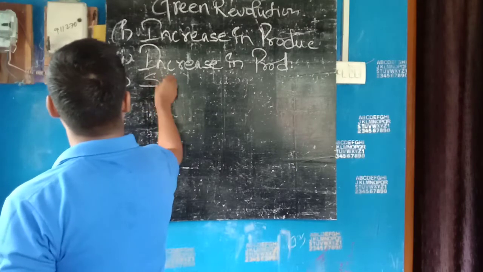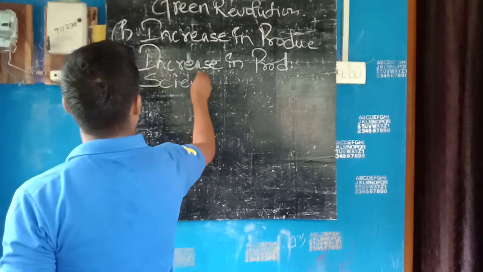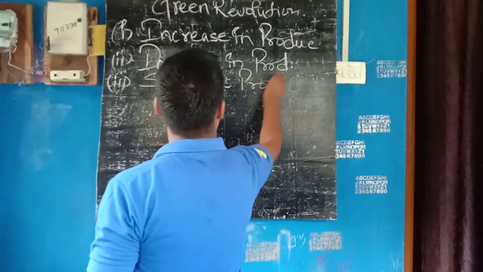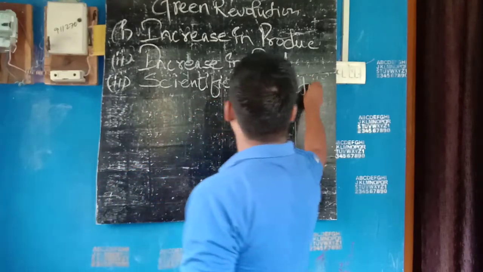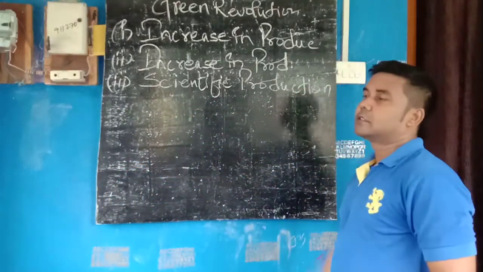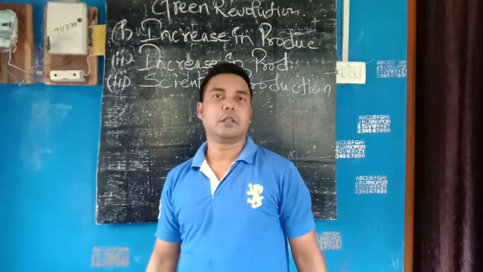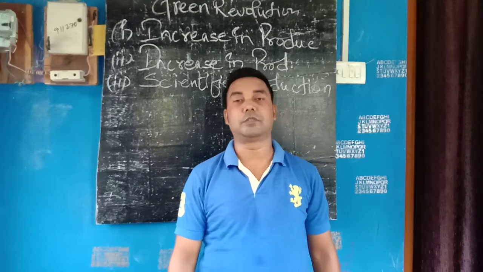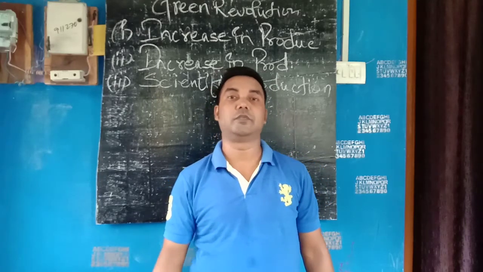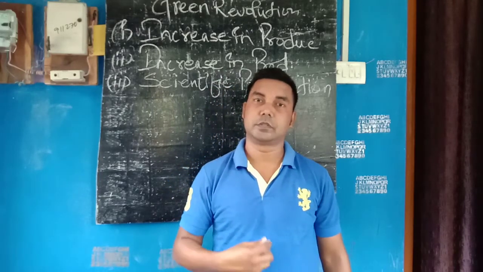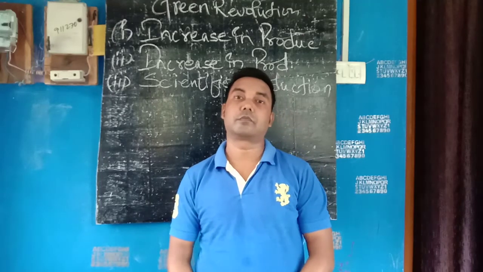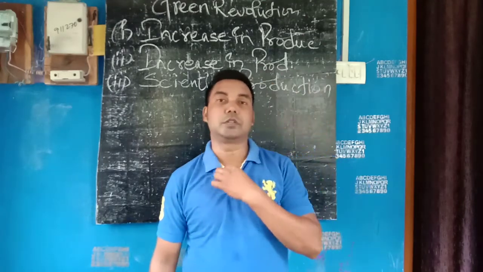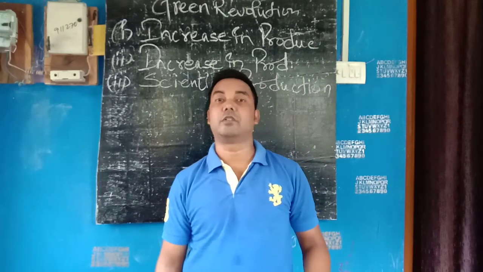Scientific production. Green Revolution leads to scientific production. It gives chances to the farmers to use the scientific means of production. How? The scientific means, the production through using the technology.